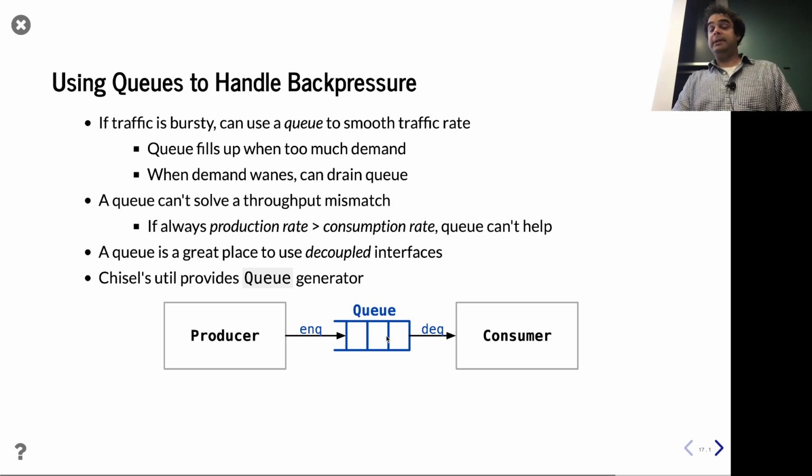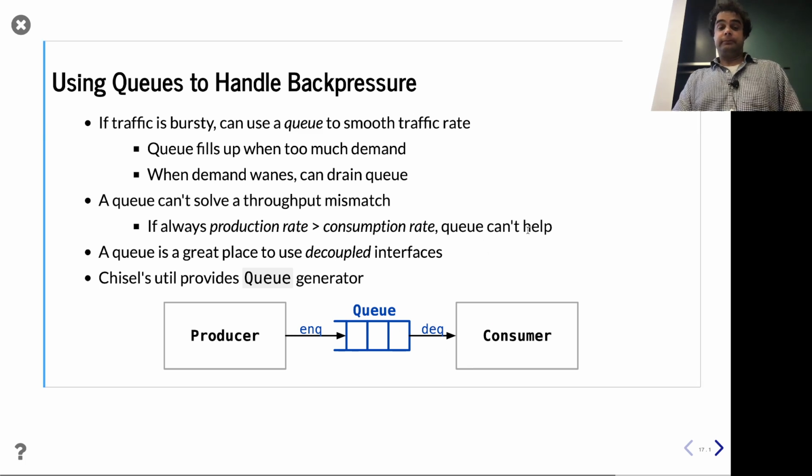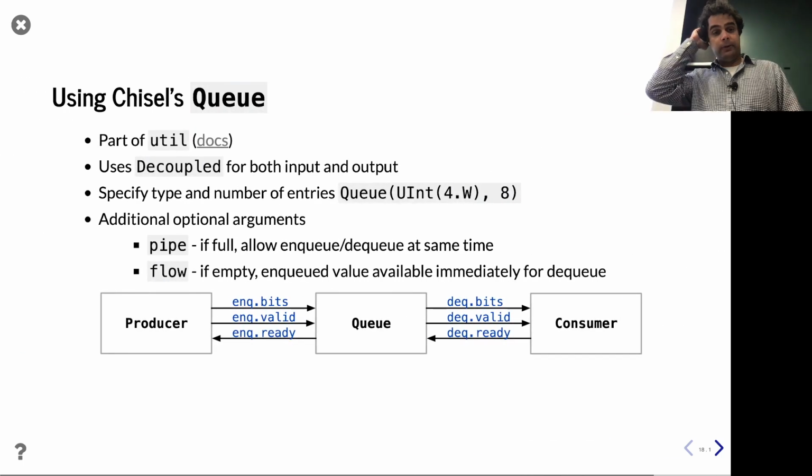If the queue is not empty, it's going to tell me it has valid data, right? And then if this side is ready, when both are true on the clock edge, it's going to remove the element from the queue and the queue advances. And eventually, if the queue becomes empty, it's going to stop telling the consumer it has valid data. Okay, so like I said, queue is part of the standard library.